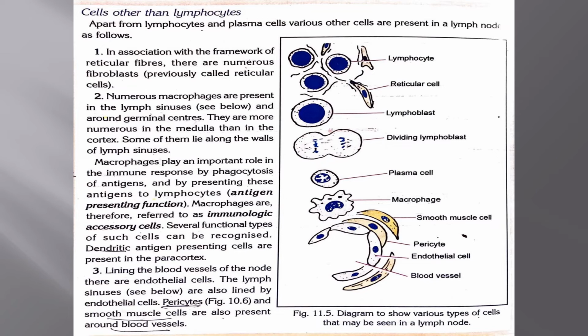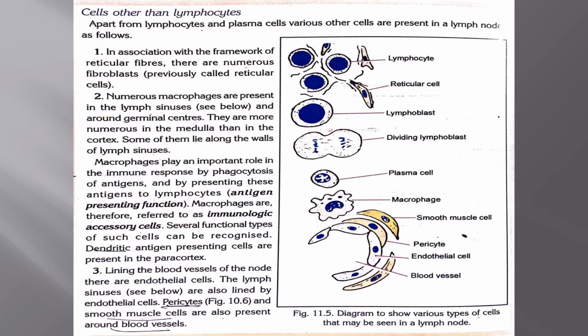Macrophages play an important role in the immune response by phagocytosis of antigens and by presenting these antigens to the lymphocytes. That is the antigen presenting function. Macrophages are therefore referred to as immunological accessory cells. Several functional types of such cells can be recognized. Dendritic antigen presenting cells are present in the paracortex.